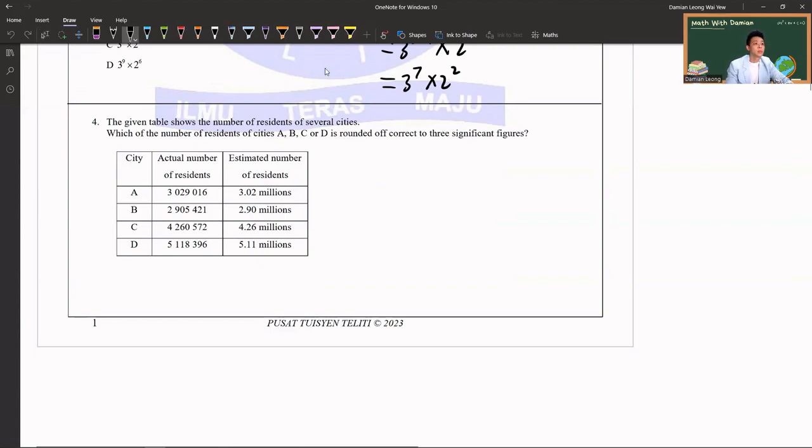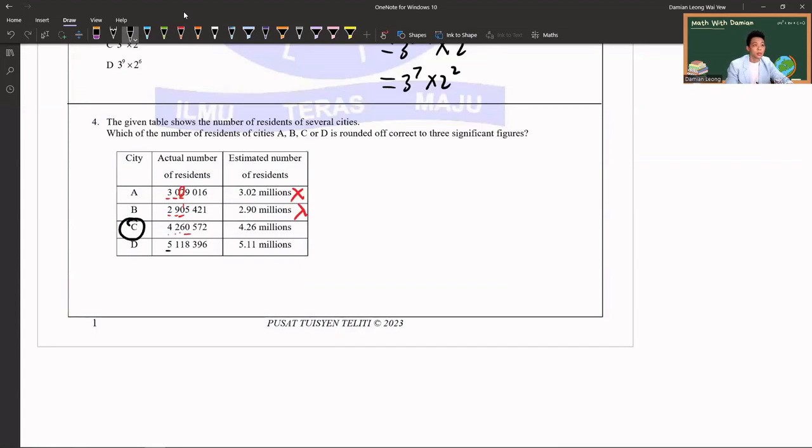So all of this is in millions. We just have to see the first 3 significant figures, 1, 2, 3. The next number is 9, so it should round up to 3. So this is wrong. 1, 2, 3. The next number is 5, should round up to 1. Wrong as well. 1, 2, 3. The next number is 0, so it remains at 6. So this would be the correct one.